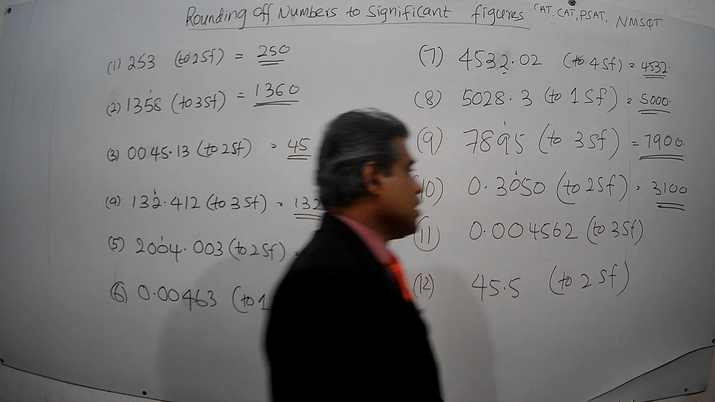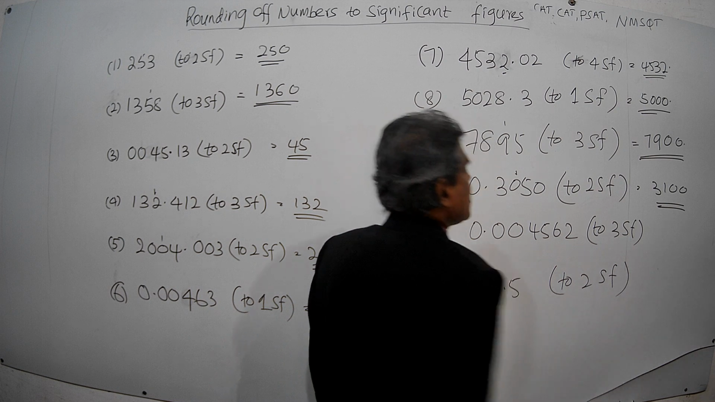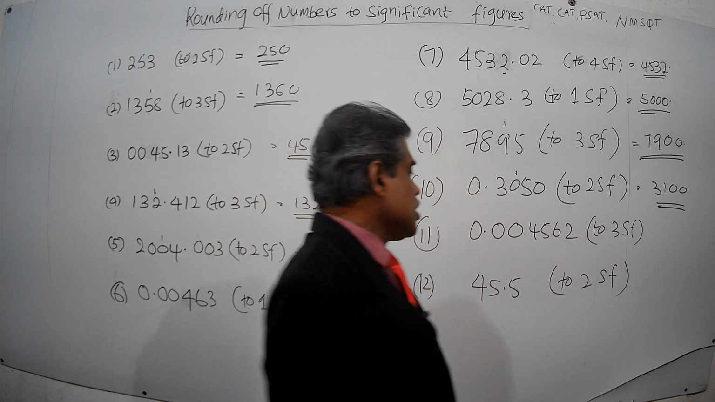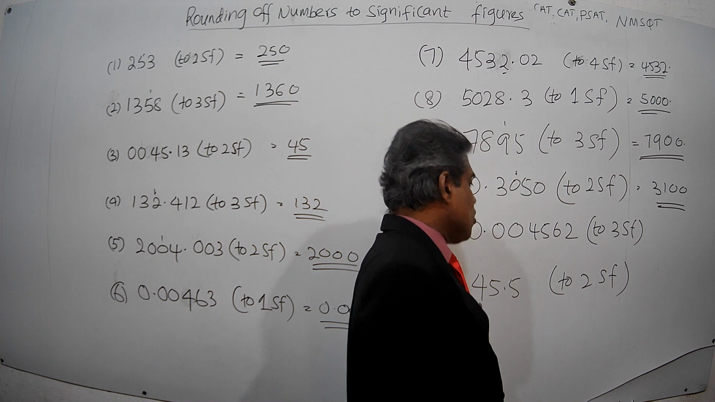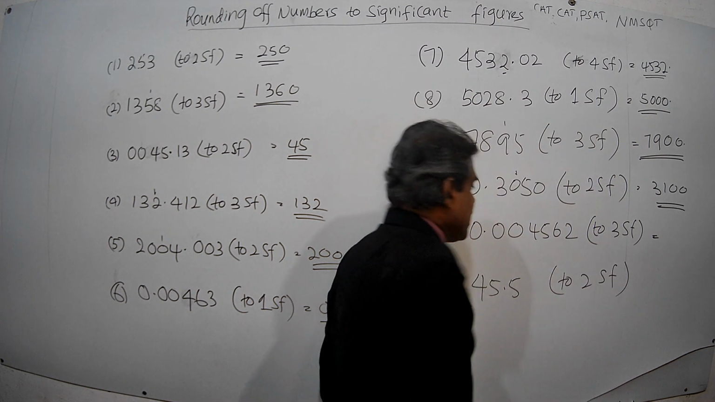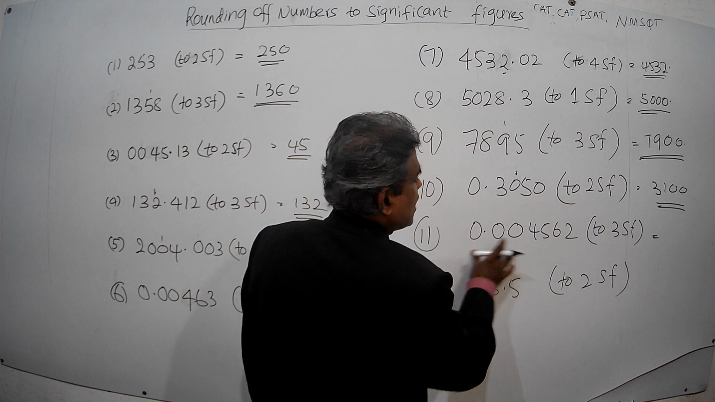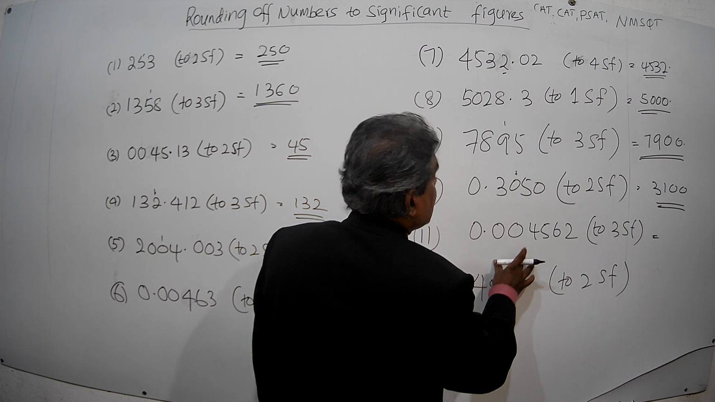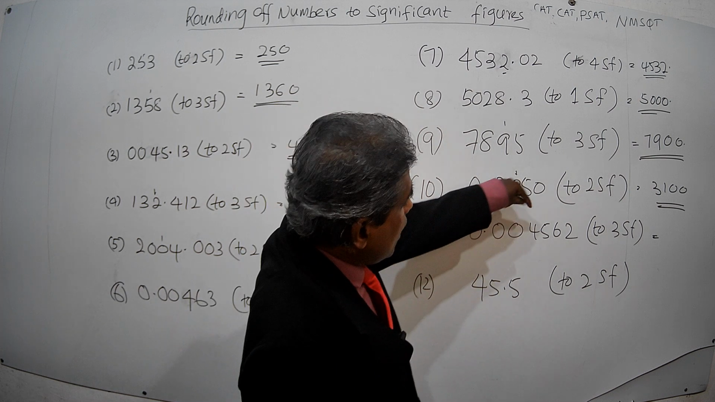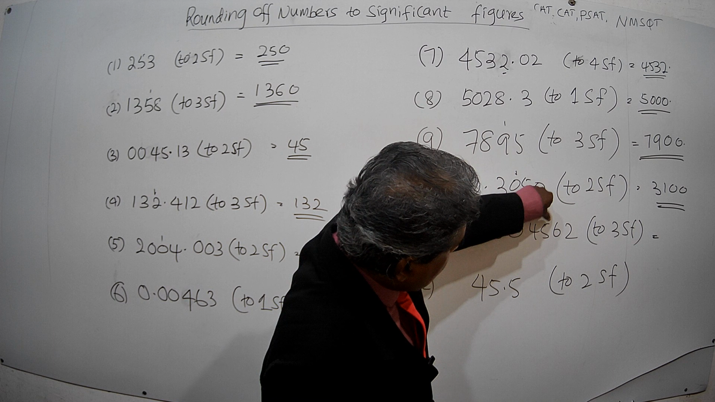Okay. Now next one, the 11th, 0.004562 to 3 significant figures. Then you write this number, 0.004562, to 3 significant figures. Then you count the significant figures. Now in this one there are 3 preceding zeros. None of these zeros are significant. The first significant figure starts with the non-zero, that is 4 in this instance. Then 4 is the first significant figure, this is the second significant figure, this is the third significant figure.